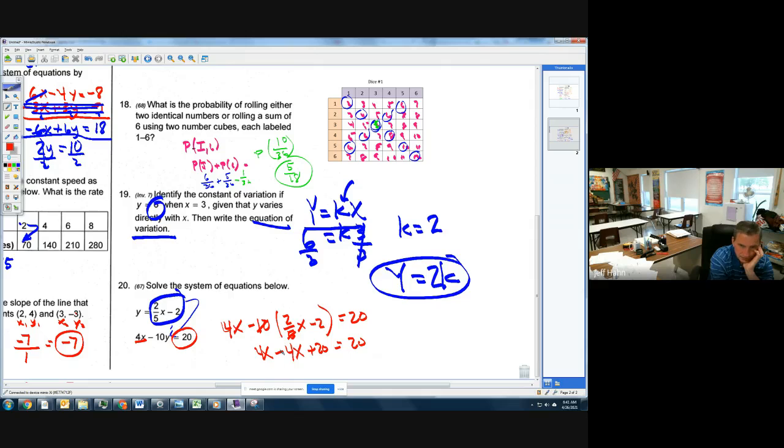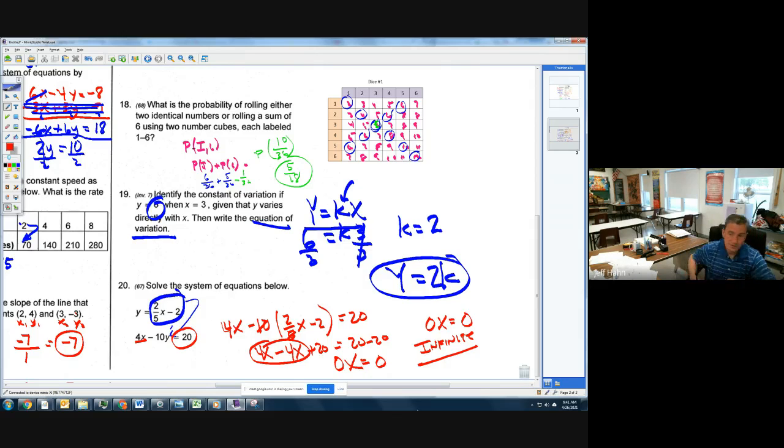4x minus 4x is 0x, which should send off all sorts of warning signs, but I do need to see what it equals. I subtract 20 from 20. Oh, look, 0x equals 0. Which means, ladies and gentlemen, there are infinite solutions.